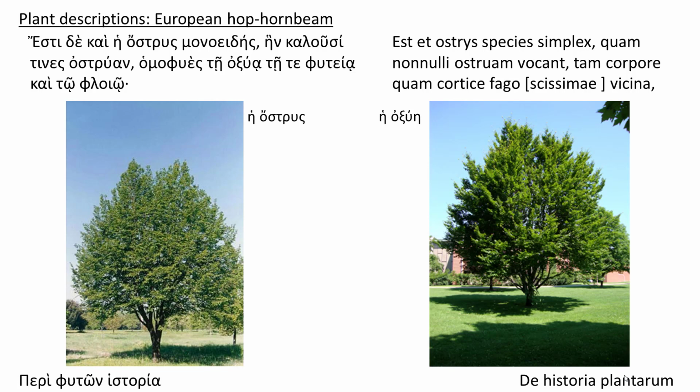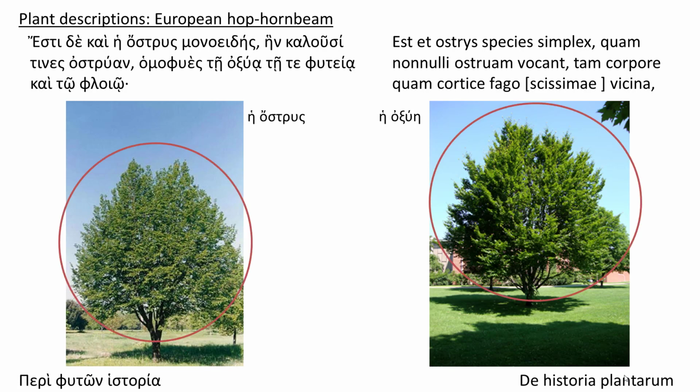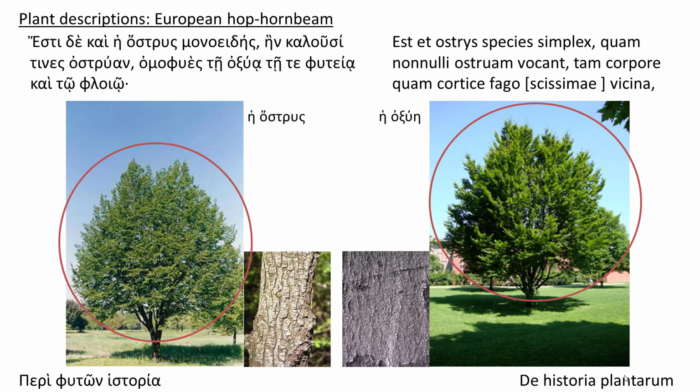Esti de kai ostrus monoeides, hen hoi men ostruan, the hop hornbeam, which some of his contemporaries called ostrus, some ostrya, has also but one kind. Est et ostrus specie simplex, quam non nulli ostryam vocant. Homoia de oxue, te phuteia kai toi phloioi. It is similar to the beech, both in its growth or habit and its bark, tam corpore quam cortice fago vel schismae vicina.